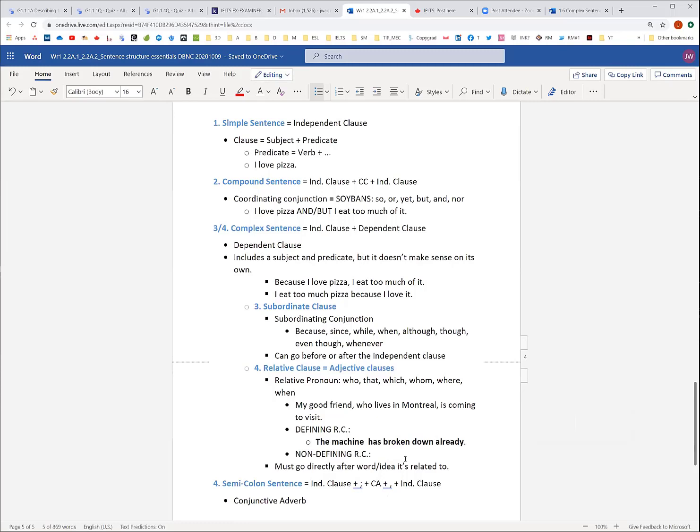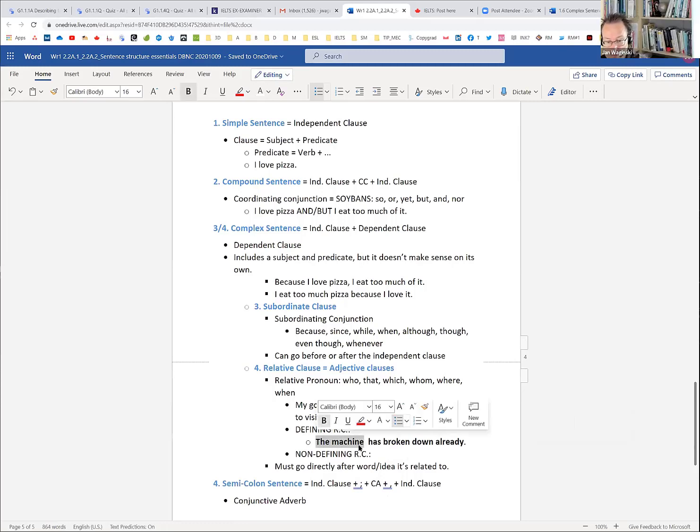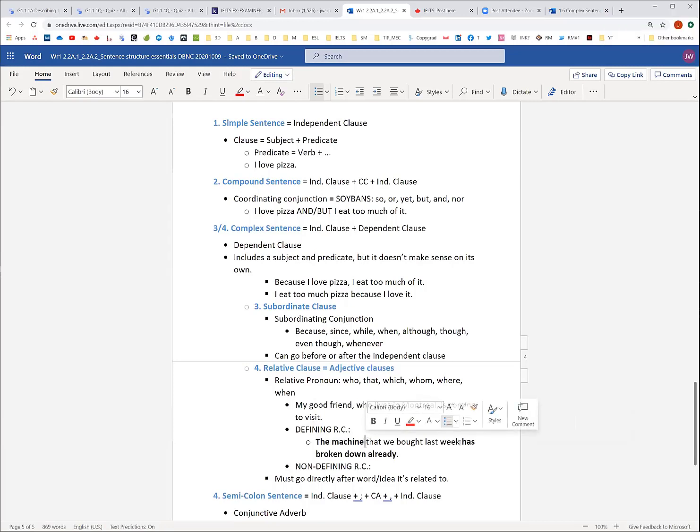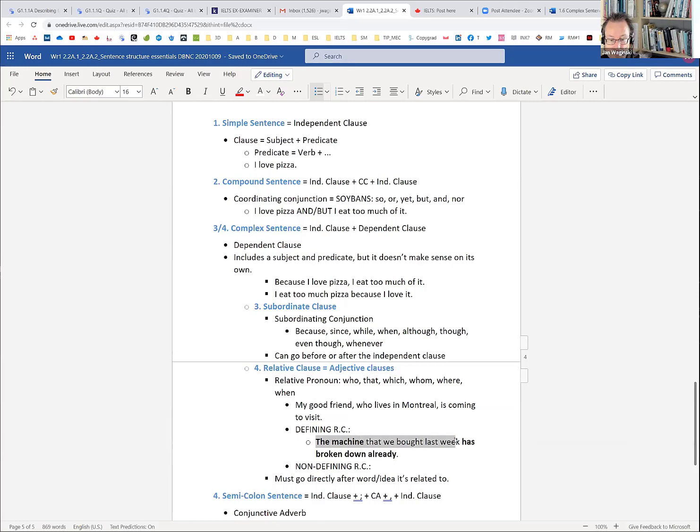If we don't include this information, we don't know which machine you're talking about. So that's why this kind of relative clause is called a defining relative clause. It's necessary to understand which machine we're talking about. Notice there are no commas, and we read it straight through. The machine that we bought last week has broken down already.